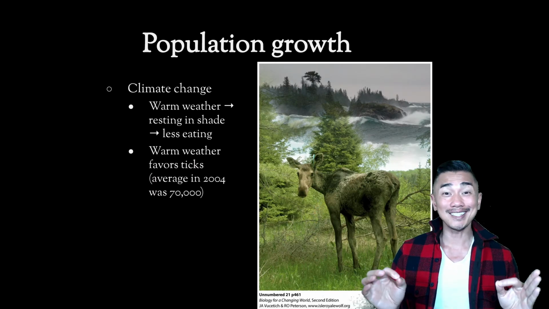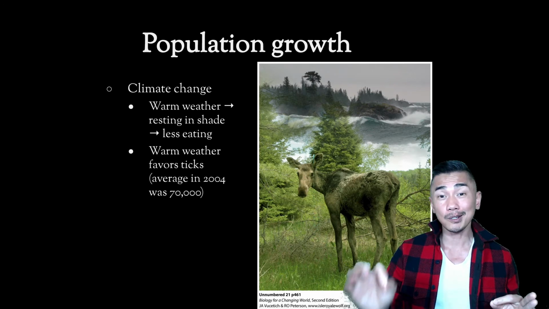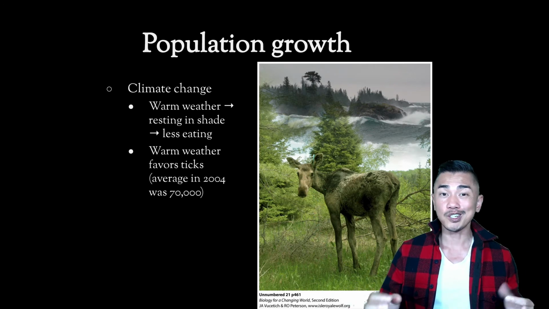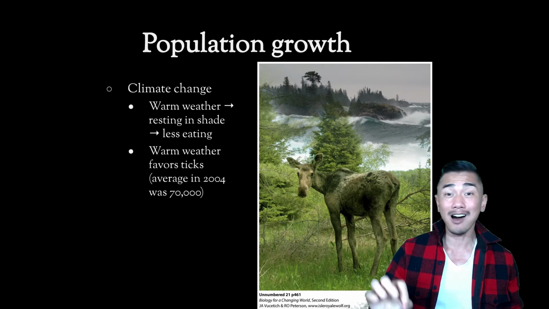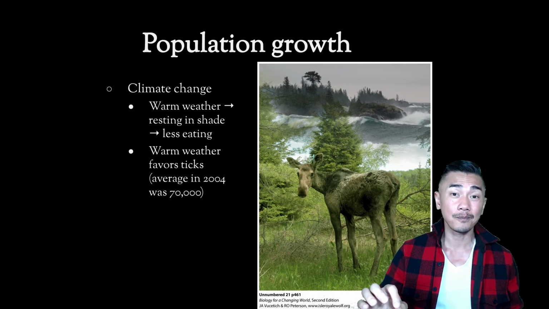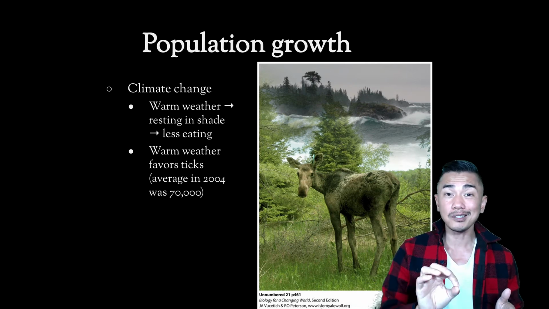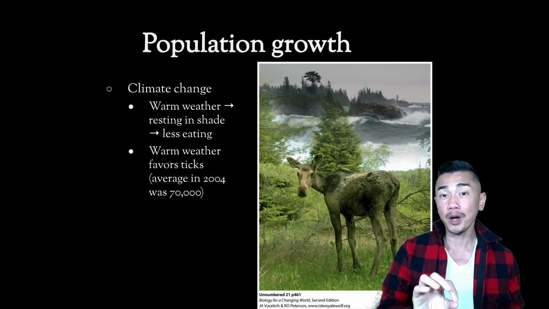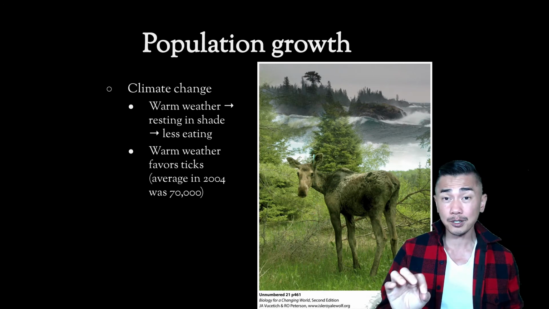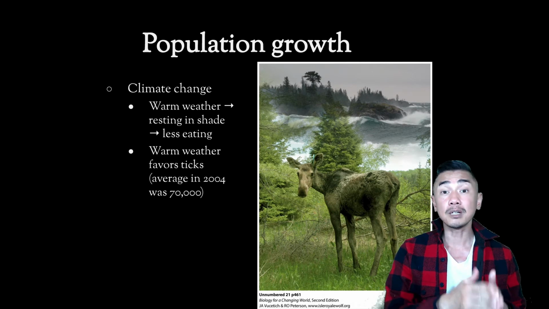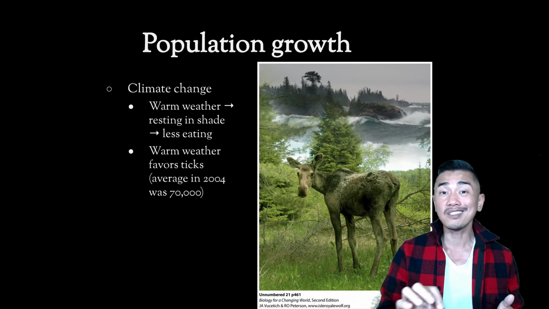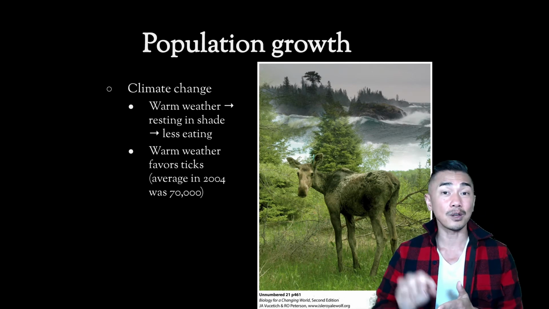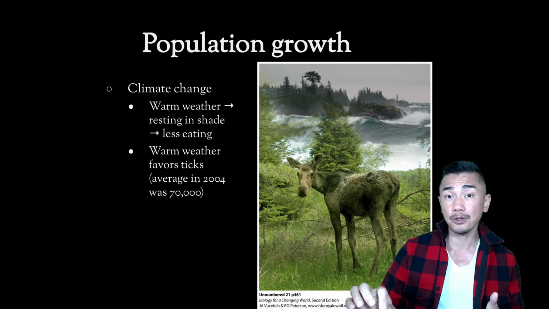Another example of a density-independent factor is climate change. Climate change is thought to have had an effect on moose on Isle Royale. Climate change is causing warmer weather. The warmer weather is causing moose to rest more in the shade. Because the moose are resting more, they're eating less, affecting their health and their population growth.